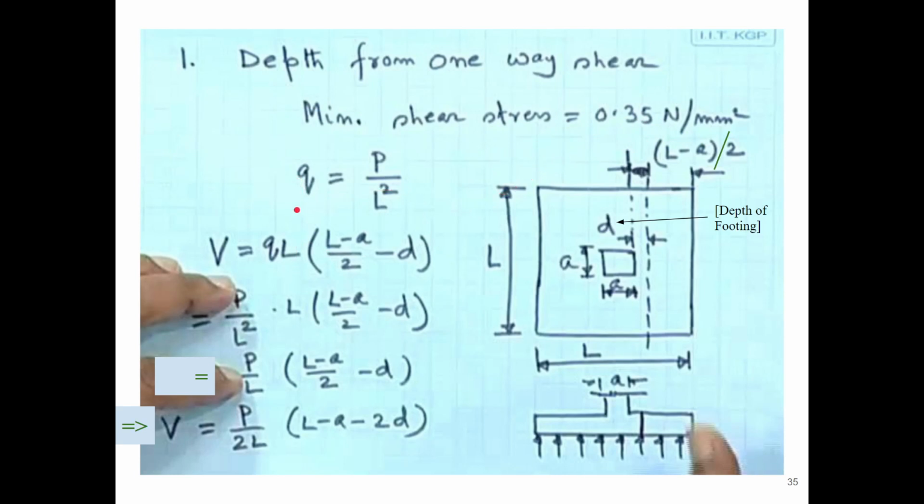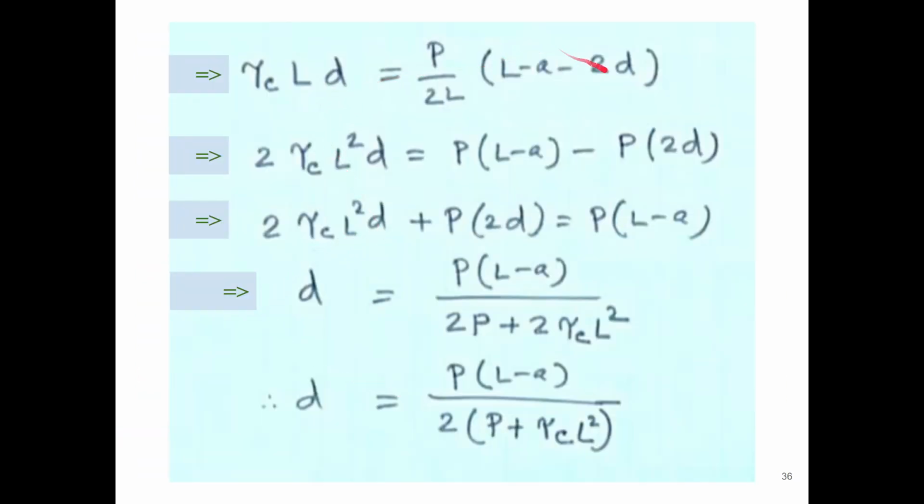So the Q, that is the load acting, is P by L square. The shear force will be Q into L times (L minus A by 2 minus D), basically this region. The load is P by L square, and in the vertical direction it is the complete L, and in the horizontal direction it is L minus A by 2 minus D, like this region. Solving this, we get V equal to P by 2L into (L minus A minus 2D). And that is the load acting. And tau C L D is the resistance, the shear strength of the concrete.